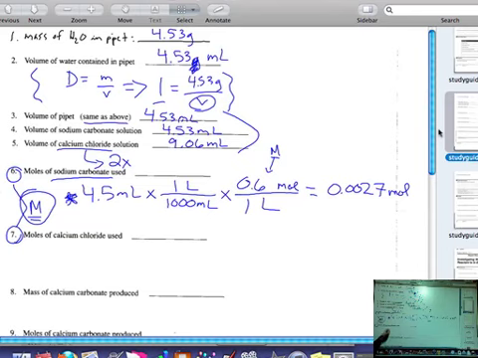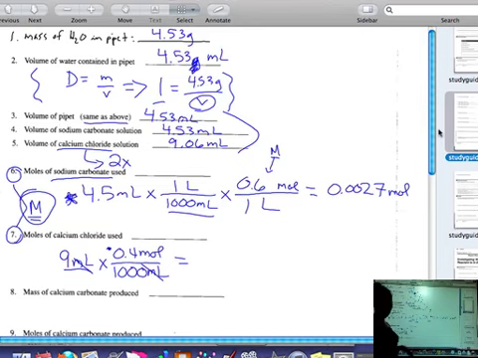Moles of calcium chloride. We know that we had 9 mils. And I'm actually going to skip a step here and say that in 1,000 mils, there were 0.4 moles. Okay? This is the concentration I used for the calcium chloride solution. And you use 2 volumes of it. So I'm skipping some steps. I'm just skipping this step here, really. And that gives us about 0.0036 moles.